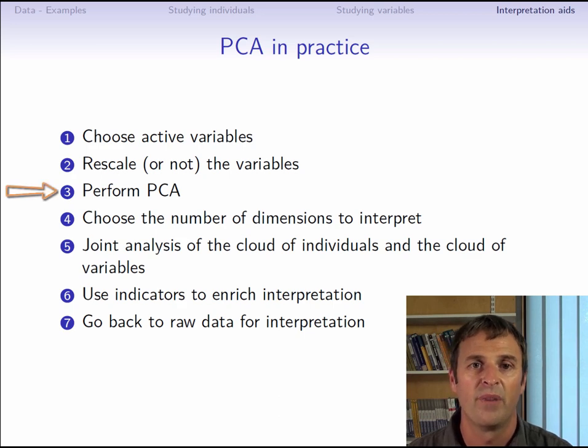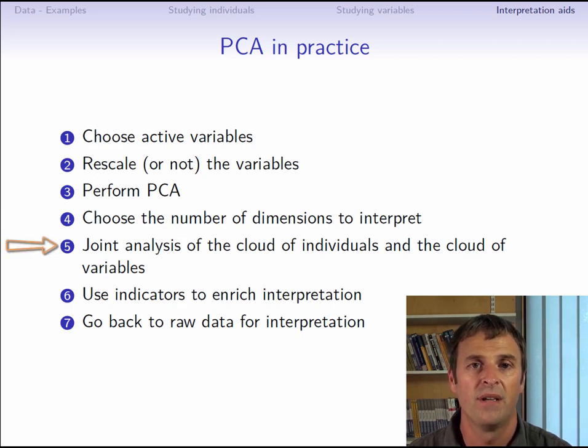The next step is to perform the PCA. Then we have to choose the number of dimensions we want to interpret. Do we interpret the first two only, or also the third and fourth? If we do go to 3 or 4, we now must extend the PCA to these many dimensions.